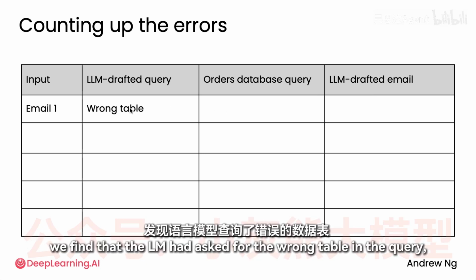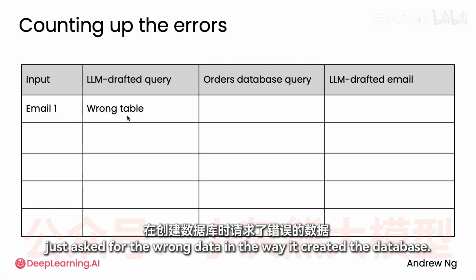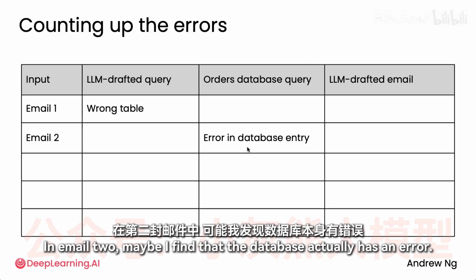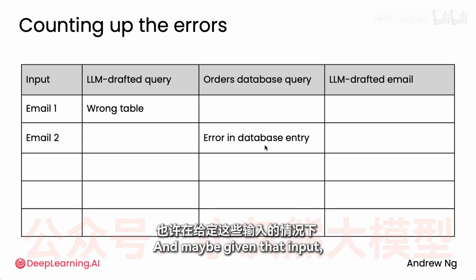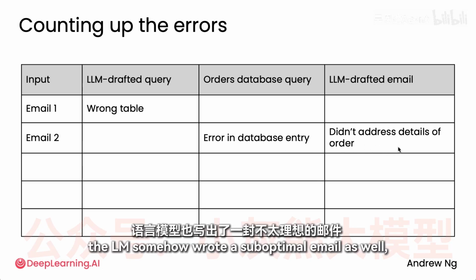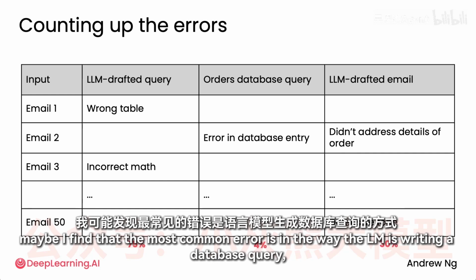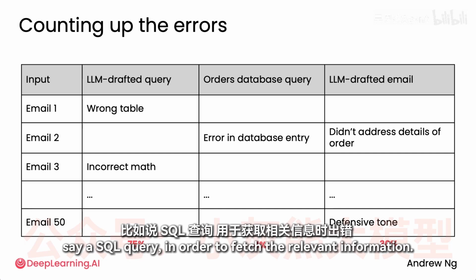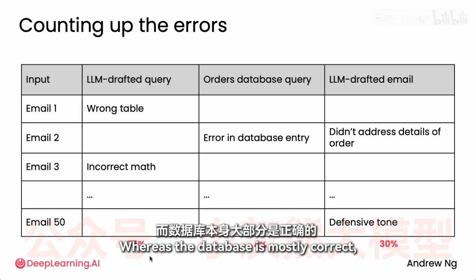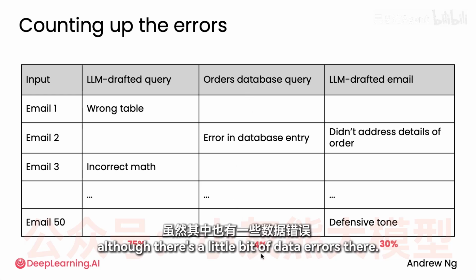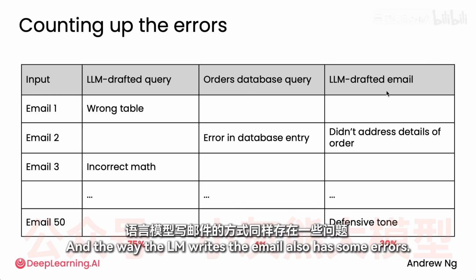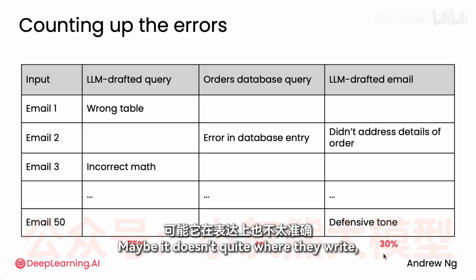So maybe in email 1, we find that the LLM had asked for the wrong table in the query, just asked for the wrong data in the way it created the database. In email 2, maybe I find that the database actually has an error, and maybe given that input, the LLM somehow wrote a suboptimal email as well, and so on. And in this example, after going through many emails, maybe I find that the most common error is in the way the LLM is writing a database query, say a SQL query, in order to fetch the relevant information, whereas the database is mostly correct, although there's a little bit of data errors there. And the way the LLM writes the email also has some errors. Maybe it doesn't quite get it right 30% of the time.